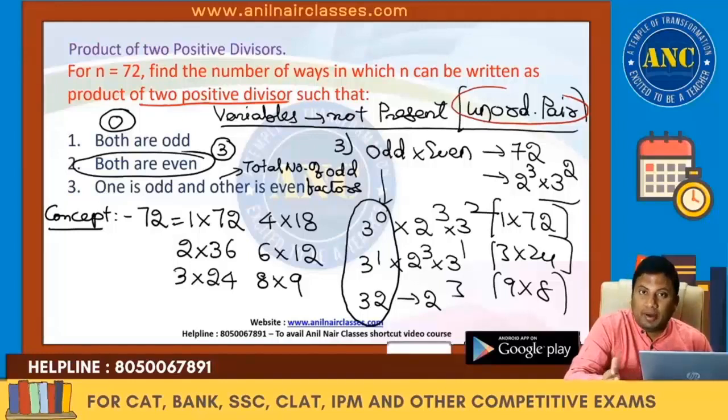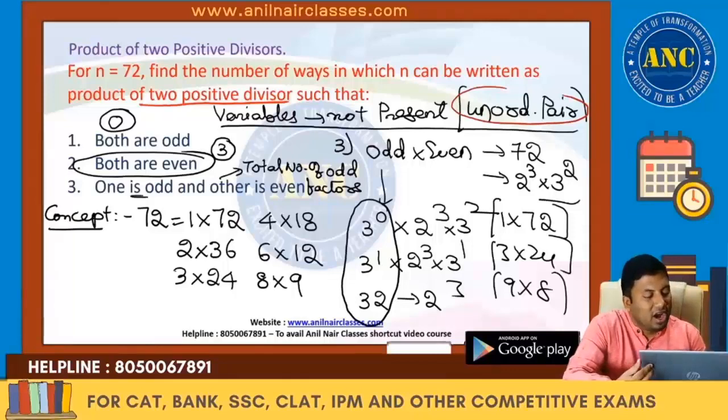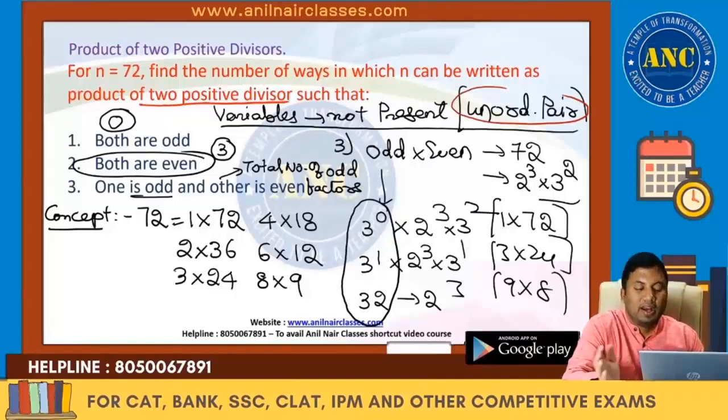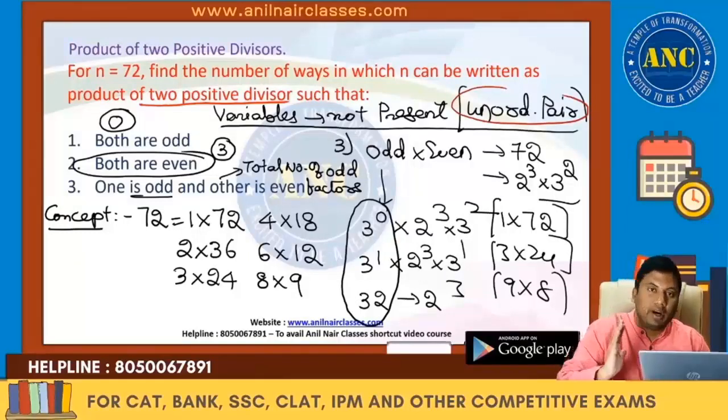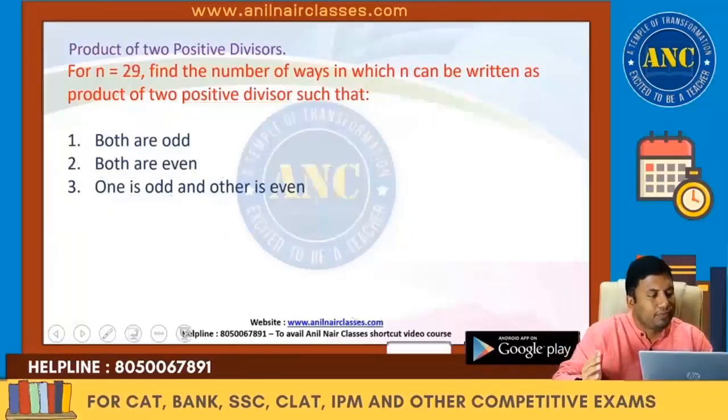Both are even numbers. An even number is of the form 2k1. So 2k1 into 2k2 is 72, and k1 into k2 is 18. One is odd, another is even. Odd means 3 power 0, 3 power 1, 3 power 2, which are nothing but the odd factors. So the answers are 0, 3 and 3. I hope the idea is clear. We will do more and more problems so that it will be clear to you.